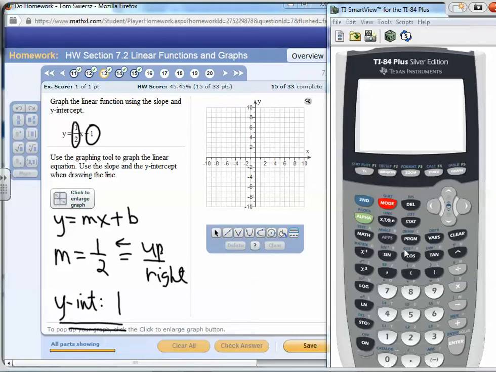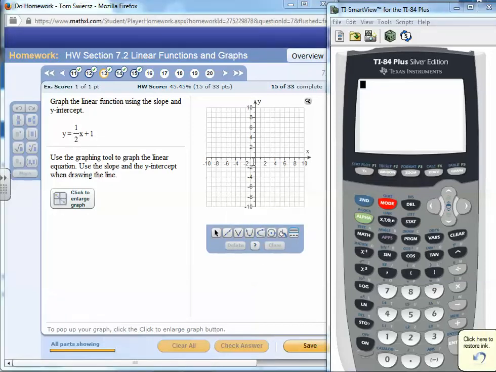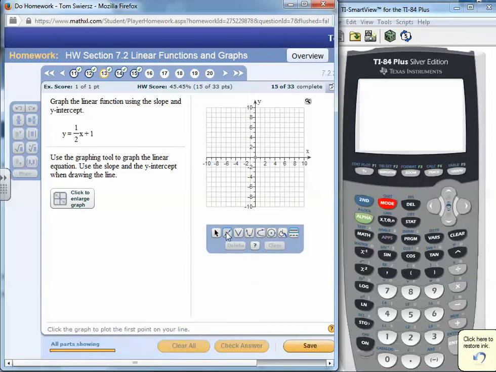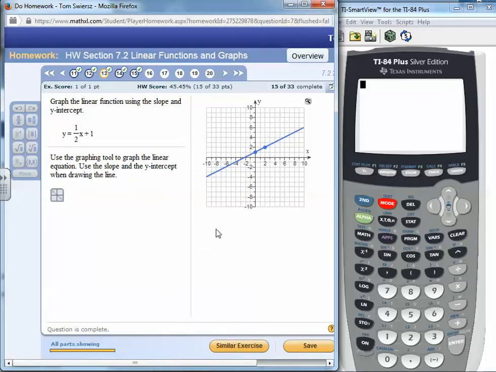Okay, now we know it's a line tool, so we'll grab the line tool. We'll plot the y-intercept first, and then we'll go up 1 over 2, using the slope to get a second point. So the first thing is you grab the line tool. Okay, 0, 1 is the y-intercept. Now from there, not from the origin, the slope was what? Up 1 over 2, which would lead us to that point right there. When you get your second point, it automatically gives you a line, and it is correct.